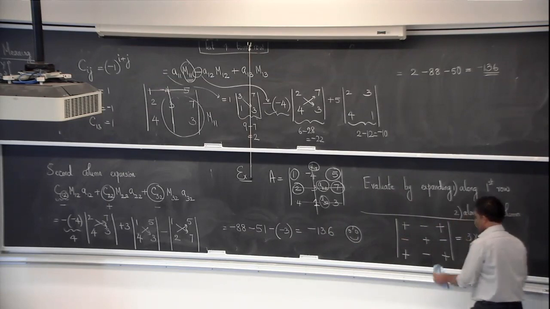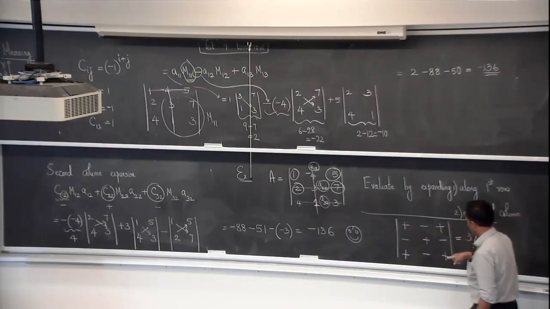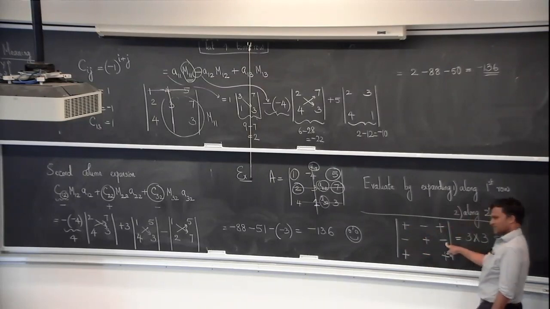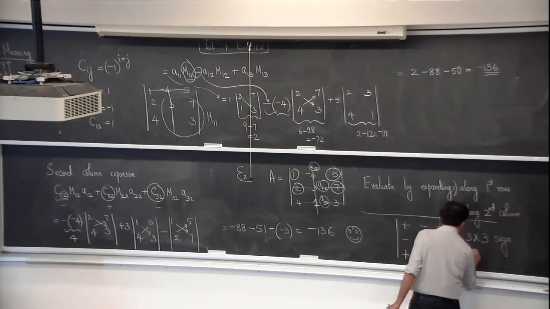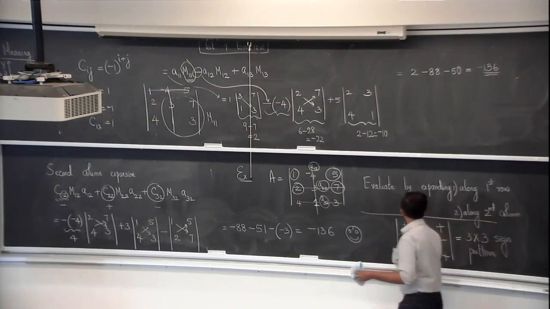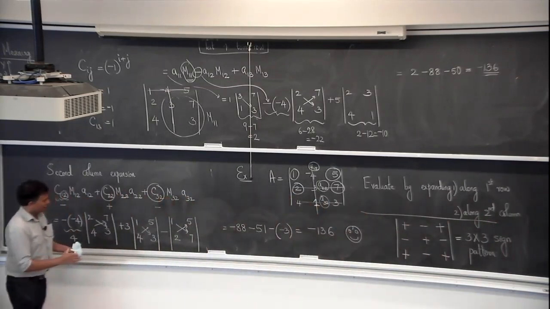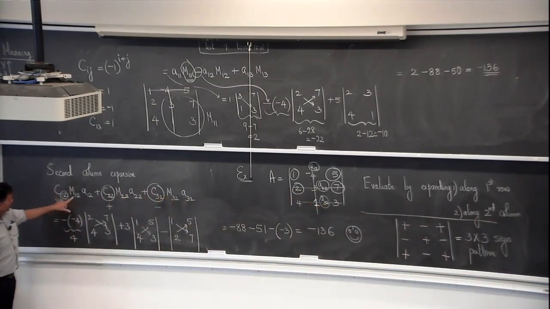Okay, this is what you start with. So the first row will have this sign pattern. The third column will have a positive, negative, positive, or the second row will have a negative, positive, negative. It's almost like a checkerboard pattern. So that way you can focus all your attention on the minors of each of these elements.